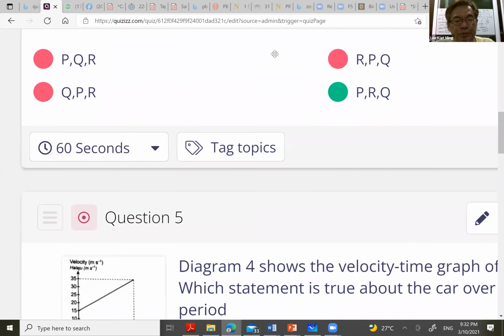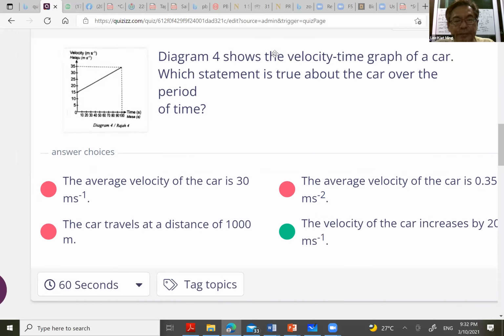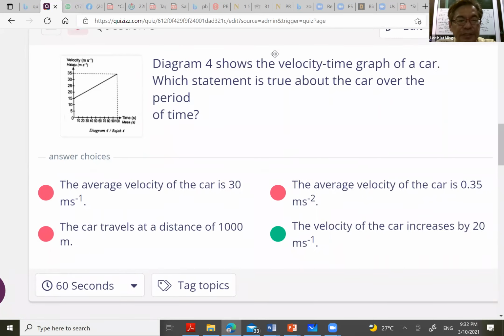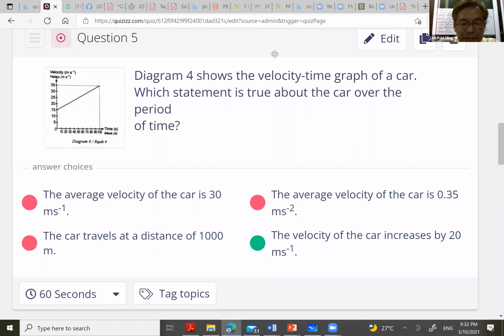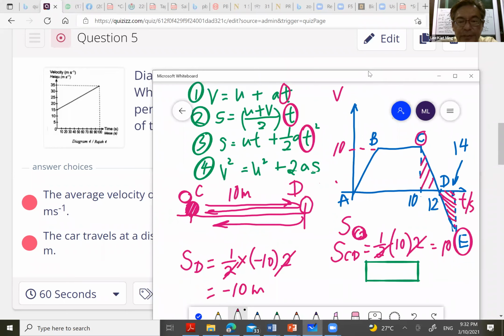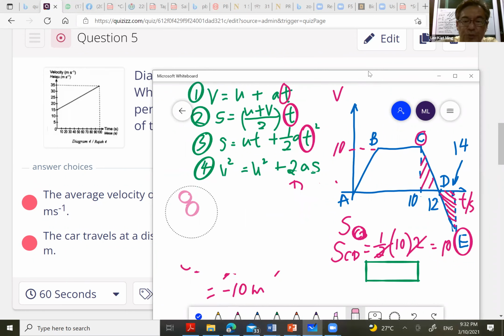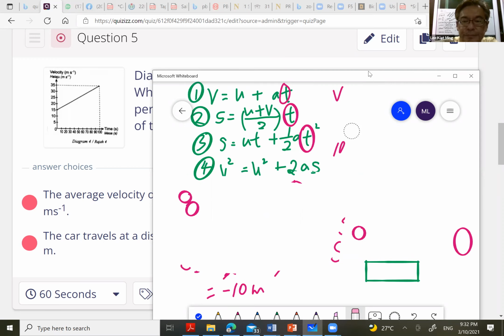All right, the next one is number 5. Which one is true about the car over a period of time? This is a very direct one. If you take a look at the velocity at point A, and look at where the graph starts. I am going to draw a graph so that you'll be able to see what happened. Allow me to come up with my own graph. So I probably draw it here.